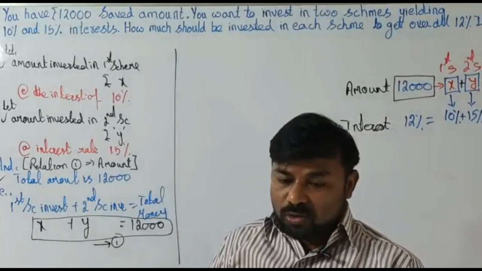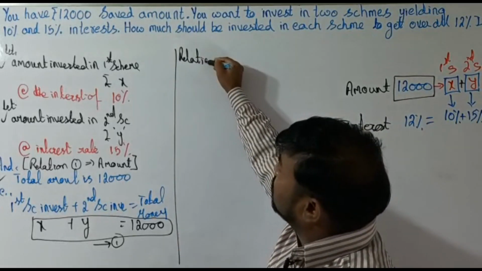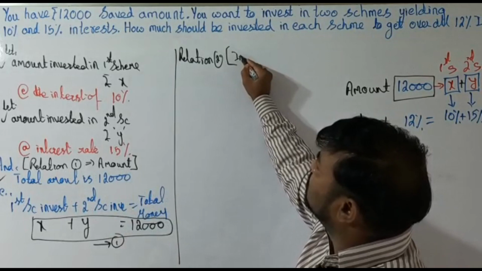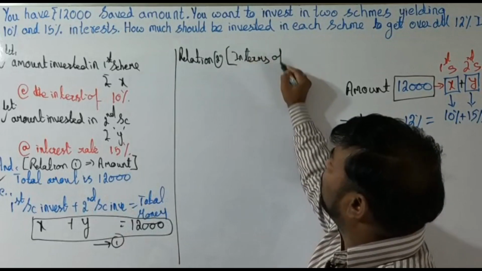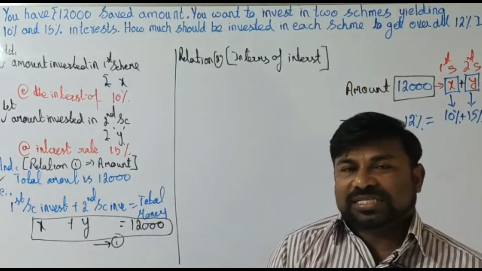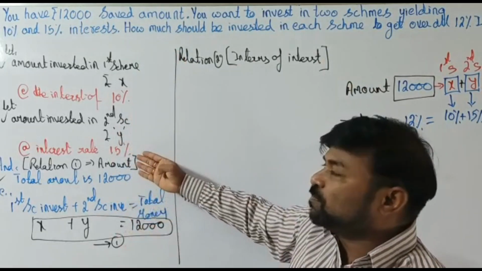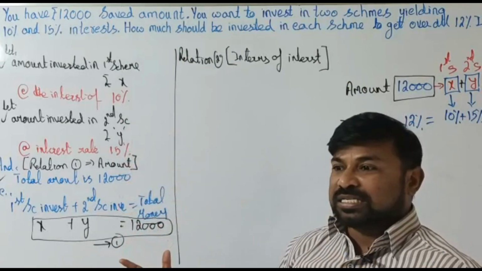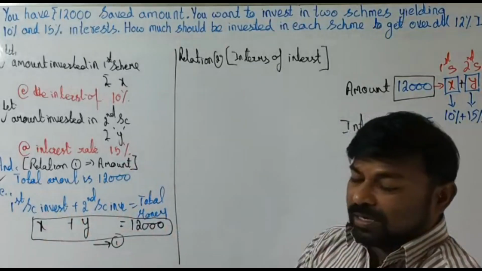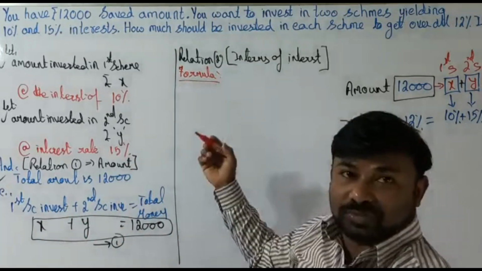But let's go for the next one. Now we are dealing with relation 2, in terms of interest. What he says is: 10% of the first amount plus 15% of the second amount yields 12% of the total amount. That's what we'll be dealing with in terms of the formula. What's the formula he has given?